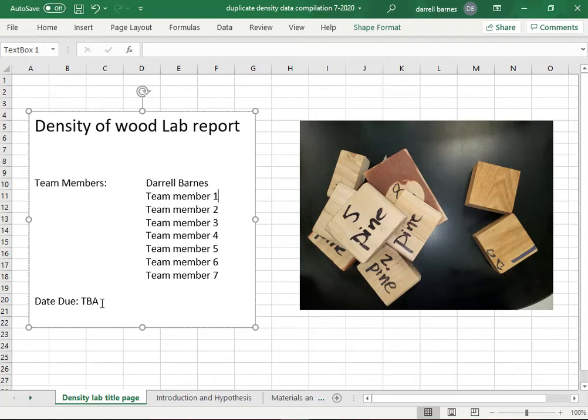To be announced. Okay. At some point, I probably will do a rubric and want my students to do some of this, but I haven't decided how much of this. This is quite extensive. I've spent a lot of time working on this. Density of wood lab report.